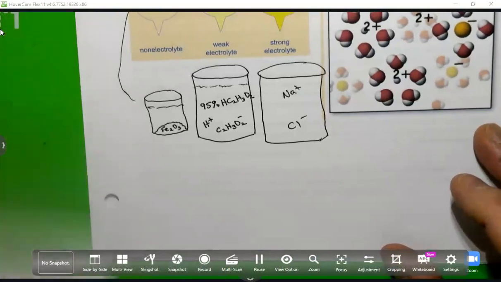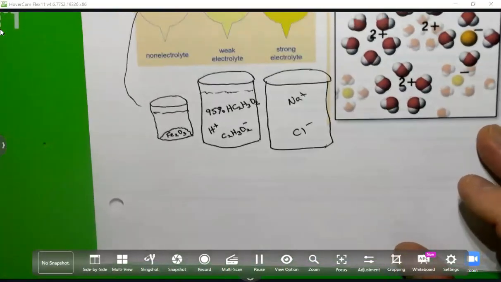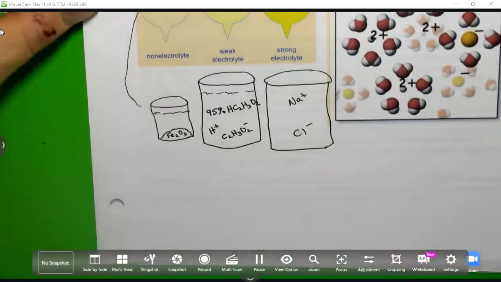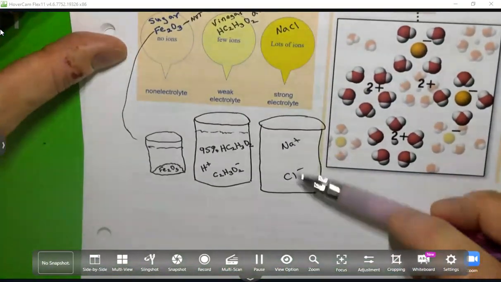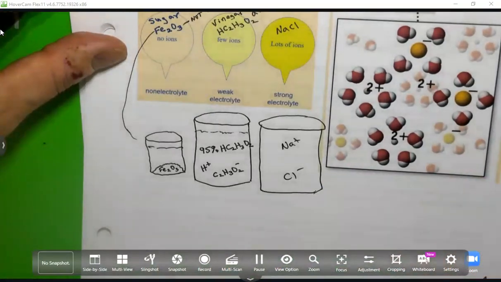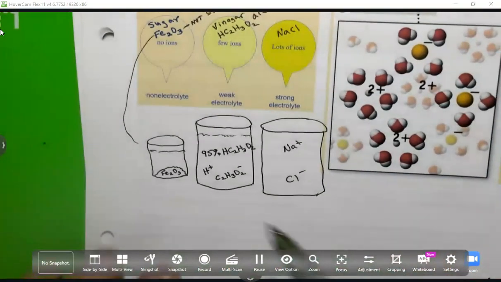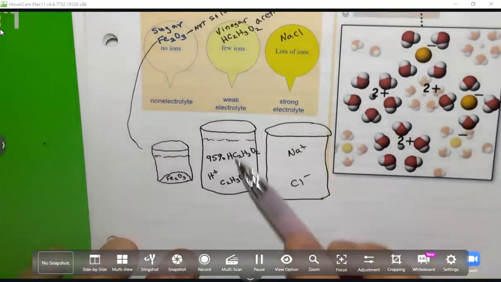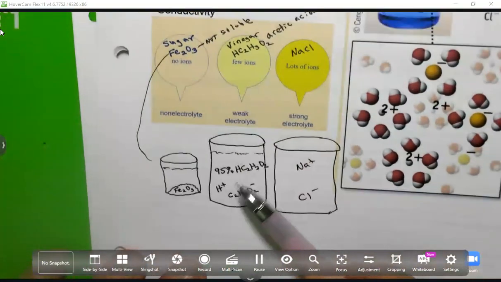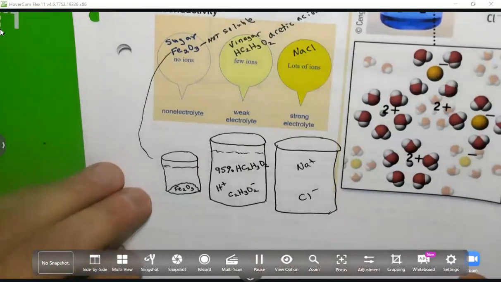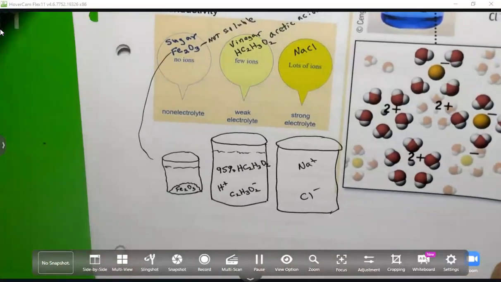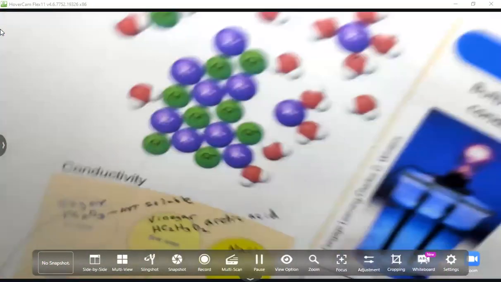So that's what we're going to talk about in lab. Again, if you have an electrolyte, what do you have? A strong electrolyte, you got lots of ions in solution. If you have a weak electrolyte, you get just a few ions in solution. If you have a non-electrolyte, you don't have any ions in solution. Okay, let's go back. We still got to work on this language yet.